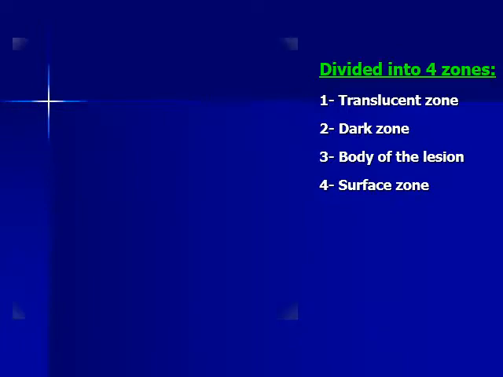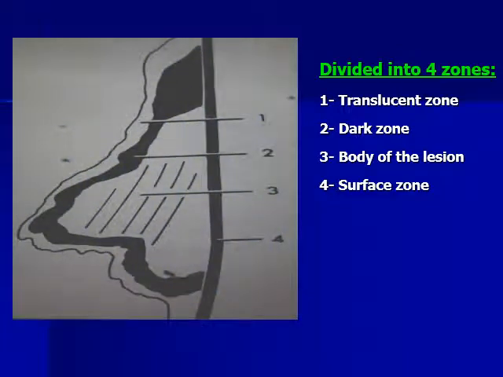Here is another diagrammatic picture for the zones in the first phase or phase of initiation. Translucent zone is the very deeper or the deepest zone. The dark zone on top, body of the lesion, which is the largest one, and then the surface zone, which is the most outer. To study caries in a tooth, we usually use 3 means of studying this caries. 3 ways we can study these changes.